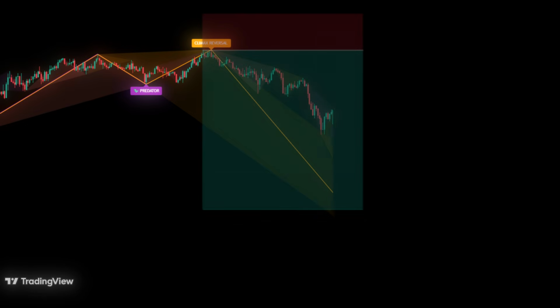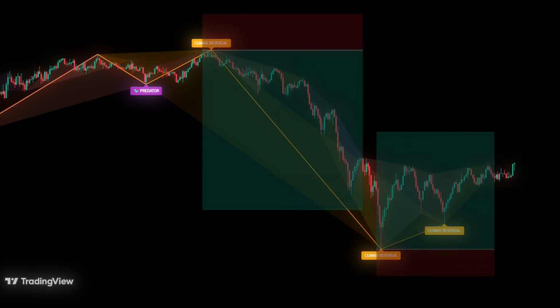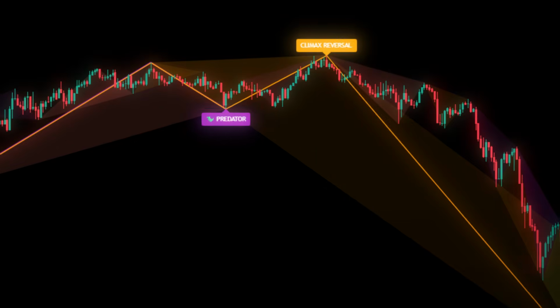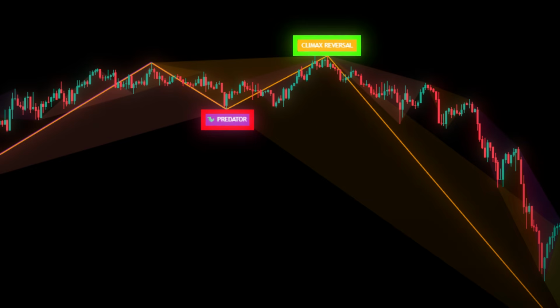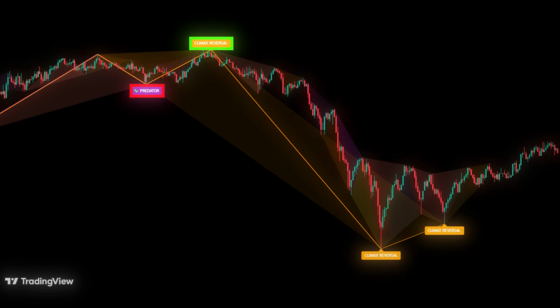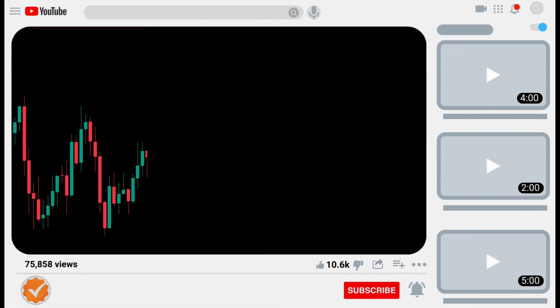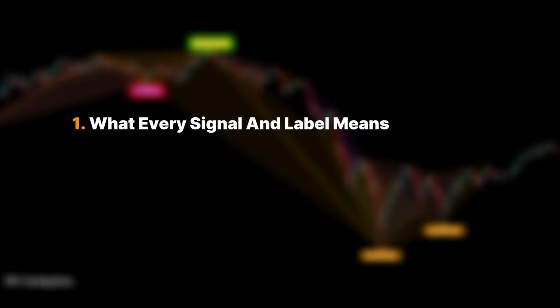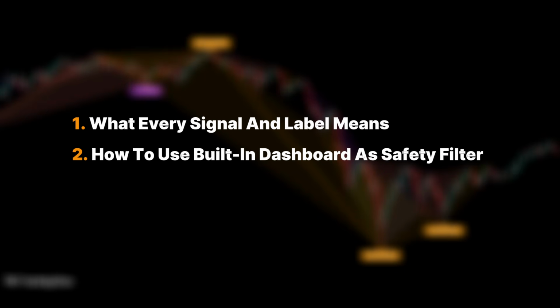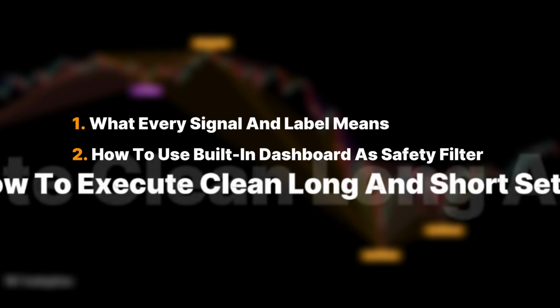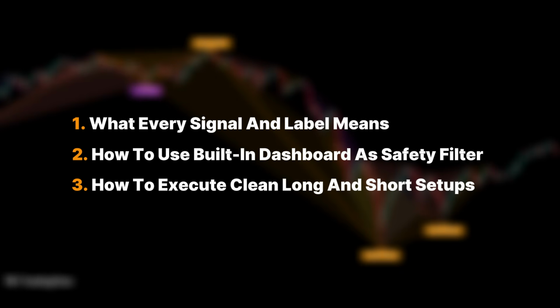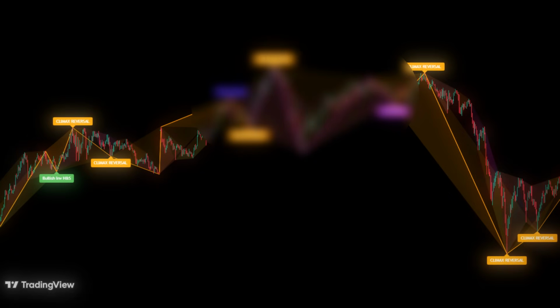This indicator saved me thousands by doing one thing most divergence tools can't. It filters the fake signals and highlights the real divergence where smart money is actually active. By the end of this video, you're going to know exactly what every signal and label means, how to use the built-in dashboard as a safety filter, and how to execute clean long and short setups with real entries, stops, and targets. Stick around because the last pattern type I'll show you, the purple one, is something most traders have never even heard of, and it might be the most powerful of all four.